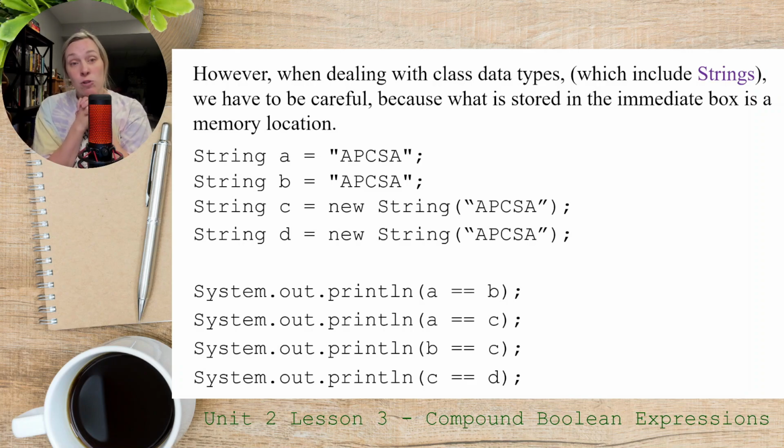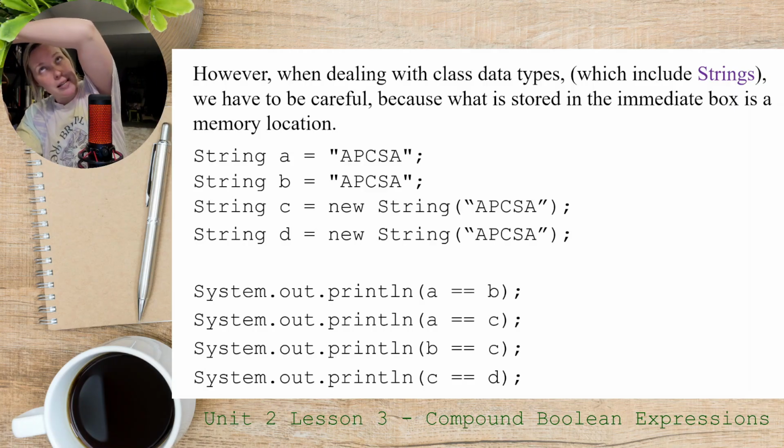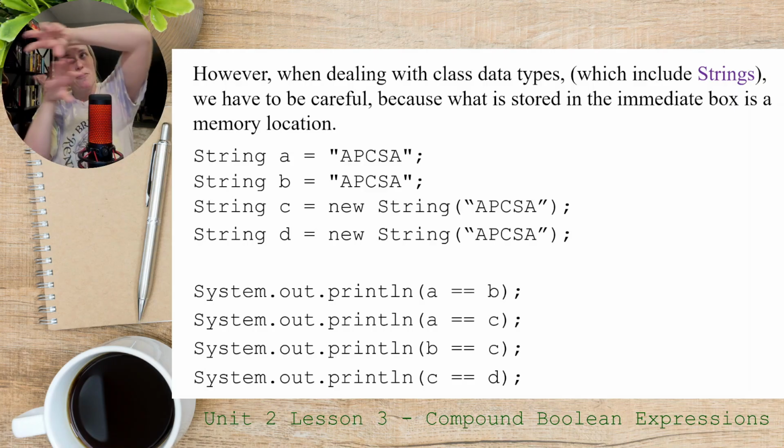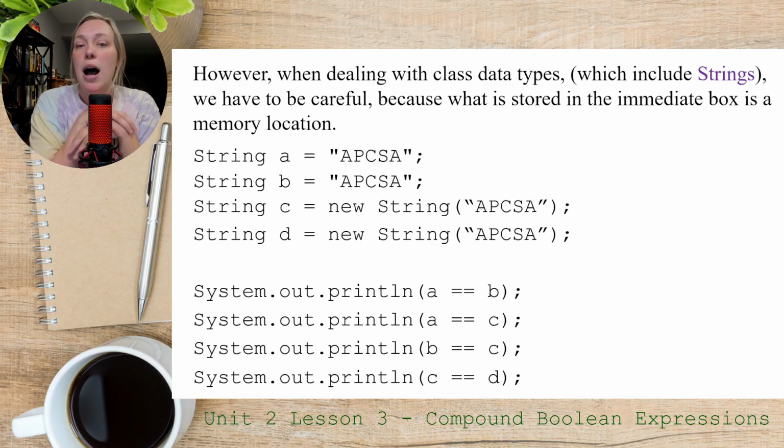Now with the equal to, what happens when you compare class data types is because they are not pointing to the same memory addresses, they're pointing to different locations in memory. They have different memory addresses, even though their contents are the same, because they're pointing to different spaces in memory, they are not going to evaluate to equal. Okay. So when you try to compare two strings, it doesn't work.